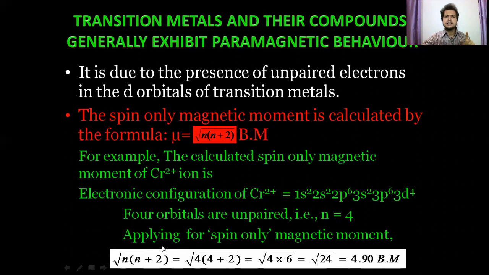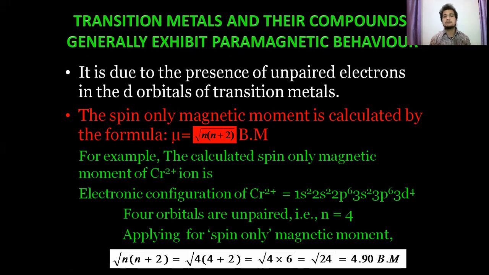Once I know that, I'll put the value of n, which is the number of unpaired electrons, as 4. So 4 into 4 plus 2, which is 4 into 6, which is root 24, giving 4.90 Bohr magneton. That is how I know how much paramagnetic character it shows. The higher the value of magnetic moment, the more the paramagnetic character. The lower the value, the less the paramagnetic behavior.